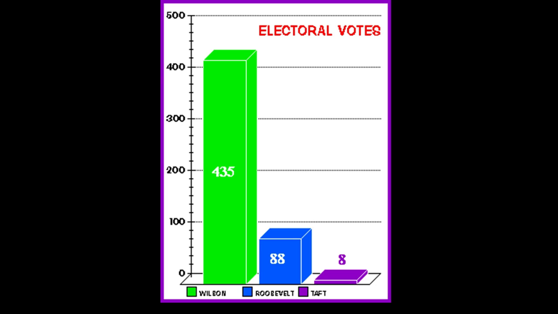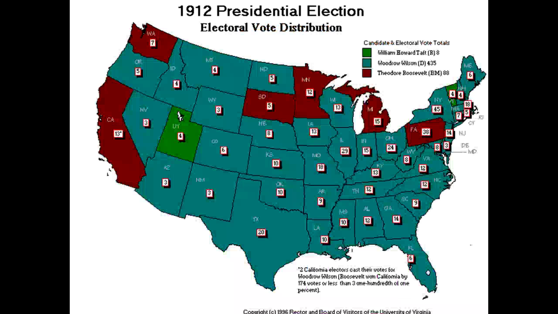All right, and here is what the electoral votes look like. Now, to win the Electoral College, you have to get 270 votes. Wilson won in a landslide because Roosevelt and Taft split their votes up, which meant they hardly ever got to that point of a majority vote. And this is what it looked like.